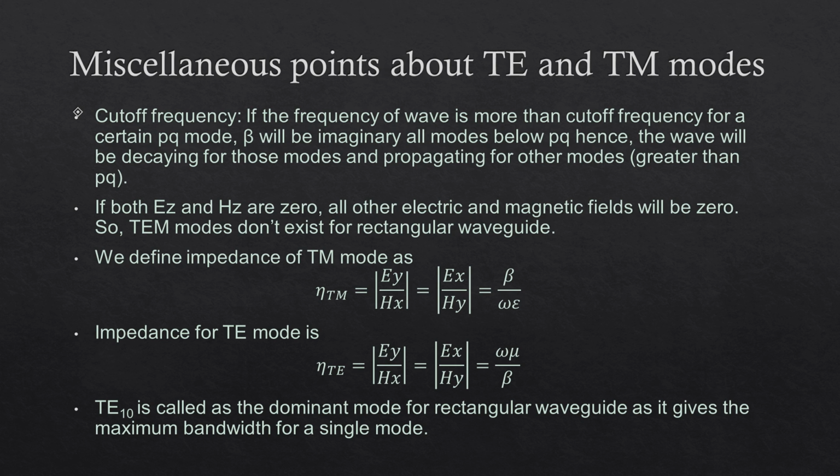Now we define the impedance for TM mode and TE mode as neta, and it is given by these equations. Now TE10 is called the dominant mode for a rectangular waveguide as it gives the maximum bandwidth for a single mode. Hence the rectangular waveguide can be operated in this region easily.